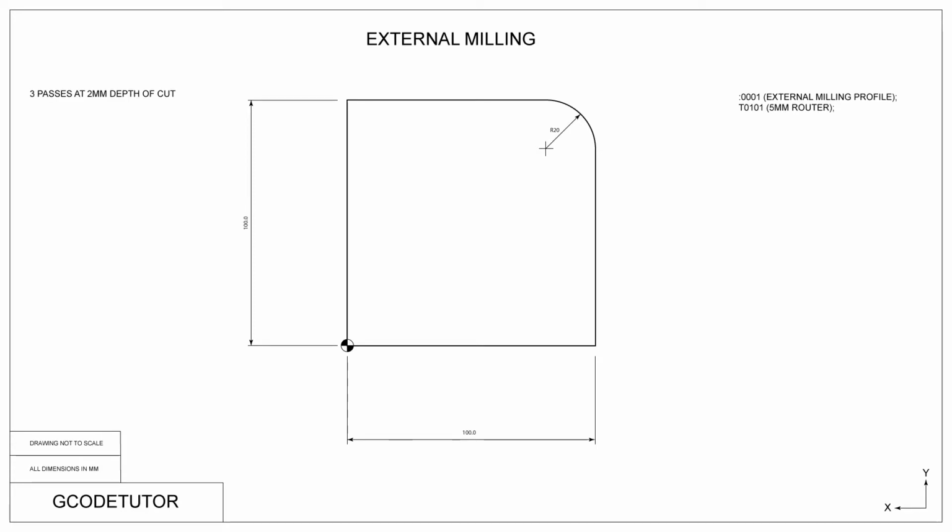Here are our first few lines of the program. We start off designating a program number. In this case it's 0001. On the same line we give our program a name. This is inside brackets. That means the machine doesn't read it and it's purely an operator's note. We complete the line with the end of block sign, which is a semicolon. Every line in G-code finishes with this semicolon.